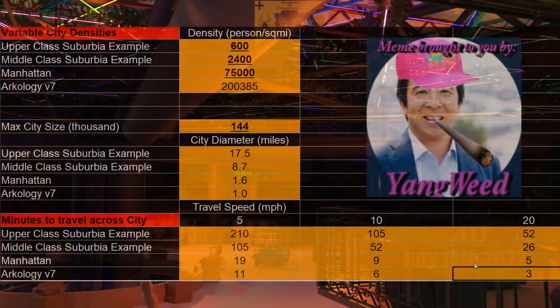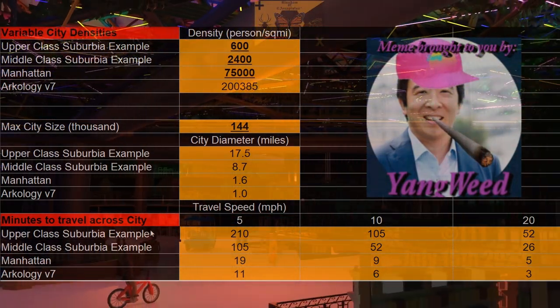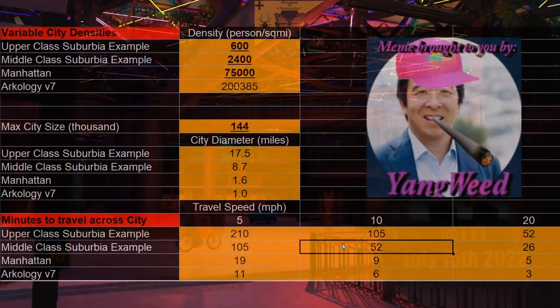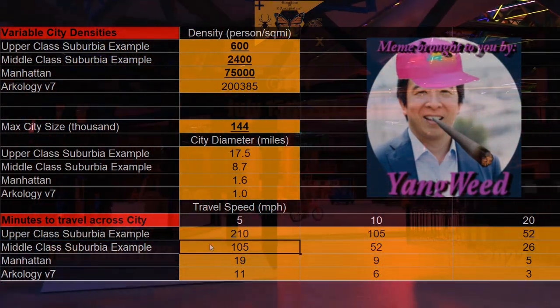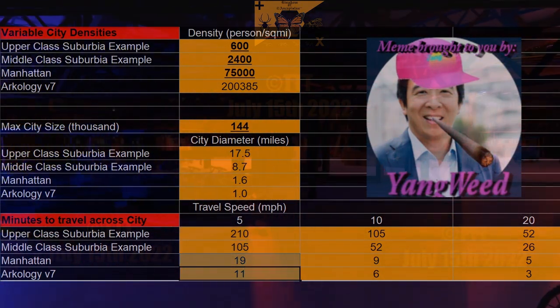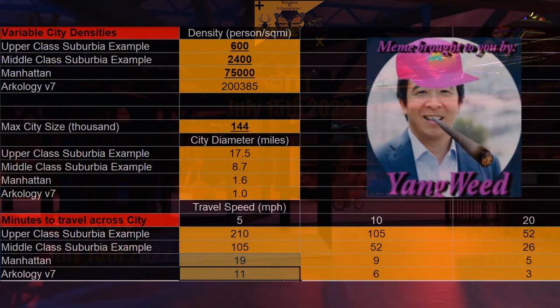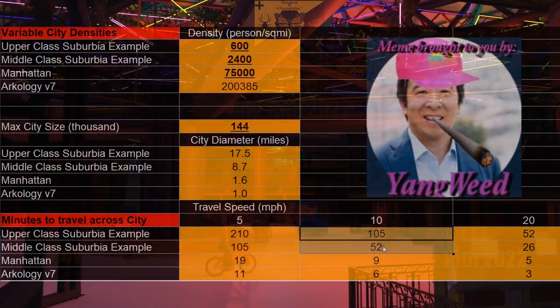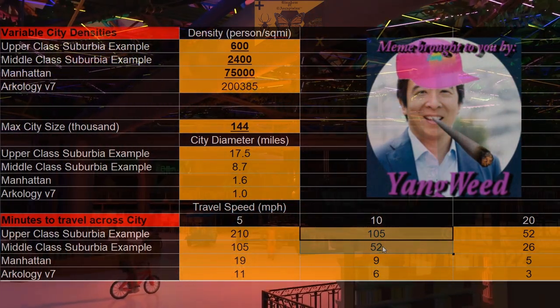So it just shows you that cars are completely necessary for upper class suburbia. Walking is impossible for these two options, and then walking is possible for these two options. And even with a golf cart, look at this, 52 minutes to get anywhere in the city.